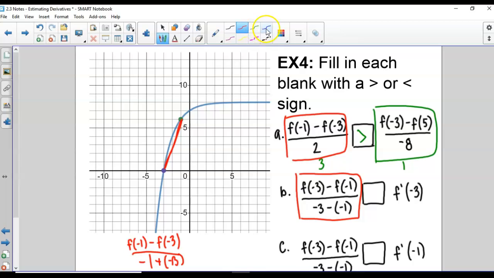So then I'm asked about f prime of negative 3. So f prime of negative 3 is the slope of the tangent line. So the tangent line at negative 3 right here would be a line that barely touches the graph.